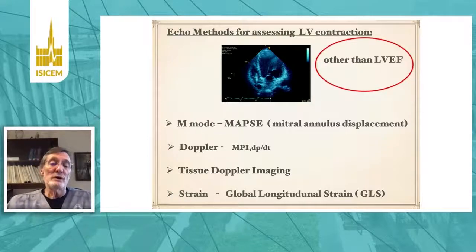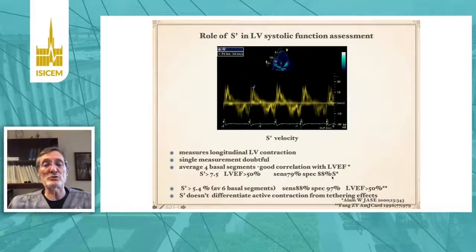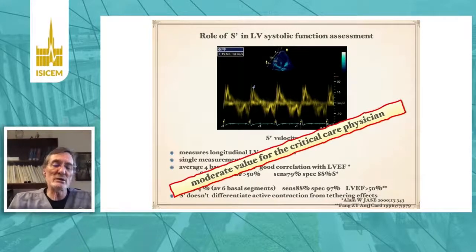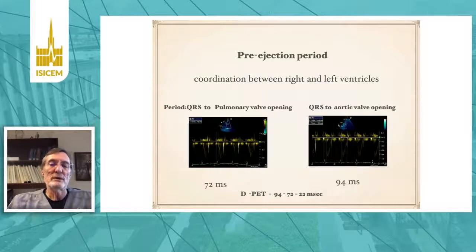First of all, you can use M-mode, Doppler, tissue Doppler imaging, or global longitudinal strain. If you're using tissue Doppler imaging, we use something called S-velocity, S-prime velocity. The reality is it's only really moderate value. It's not really that accurate. It's okay to help you, but you would not rely on that alone.